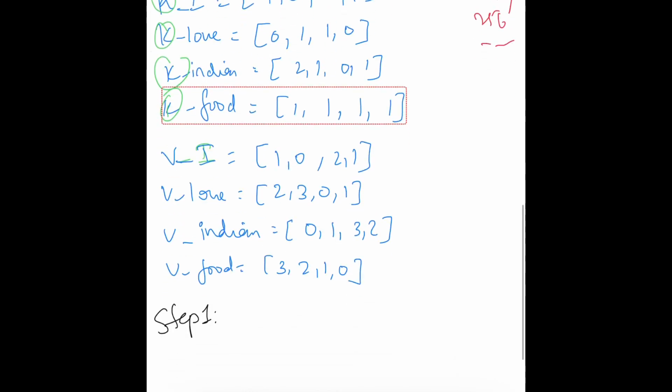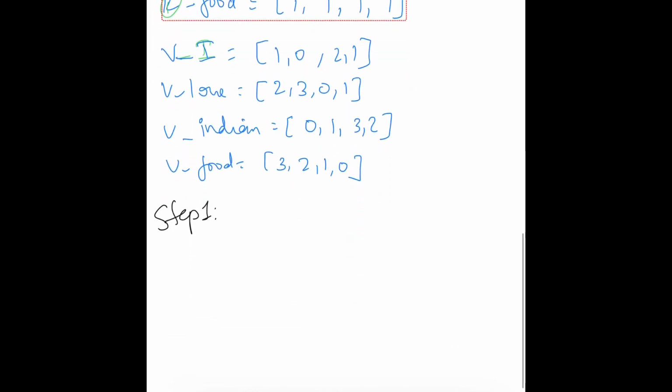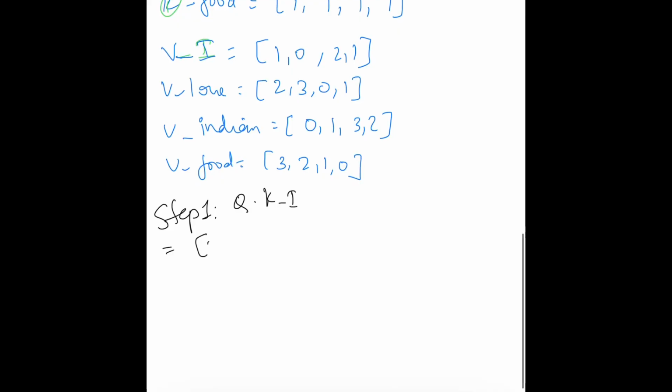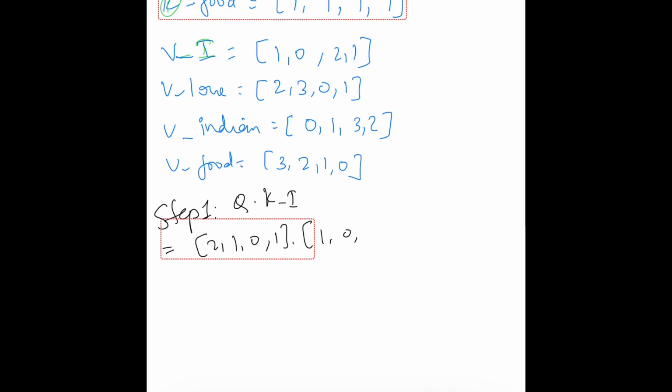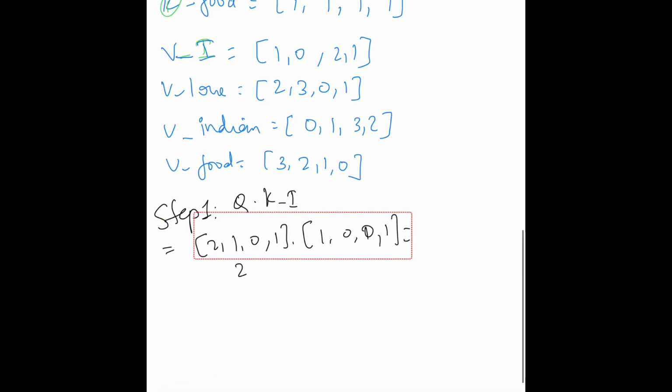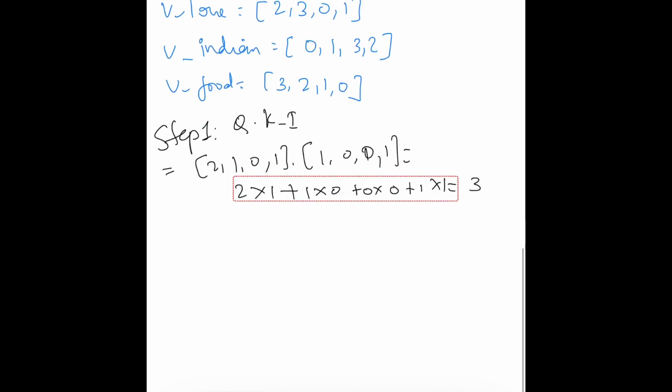So we have our values in front of us for Q times K_I. So essentially that will be 2101 times the transpose, but the transpose of a single dimensional matrix with four entries will be nothing but itself. So this will come out to be 0 plus 0 into 0 plus 1 into 1. That comes up to 3.